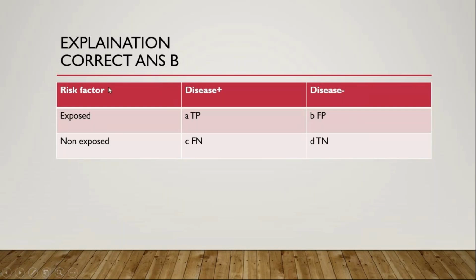Make a 2 by 2 table, that is risk factor exposed, non-exposed, disease present, disease absent. True positive: the person has disease positive and exposure is also there. False positive: disease is absent but exposure is there. Option C, false negative: the disease is positive but not exposed to risk factor. And true negative, option D: that is disease negative and non-exposed. So I hope that you have understood this question.